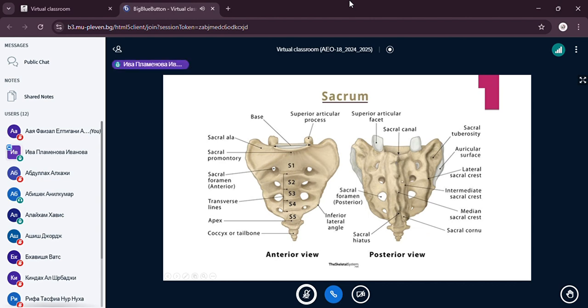Laterally to it, we have the second vertical line, which is called crista sacralis medialis. So this is the median, this is the medial. And the most lateral is crista sacralis lateralis, this one here. Sacral tuberosity, and of course, on the lateral surface, here, we have an articular surface to join the iliac bone.